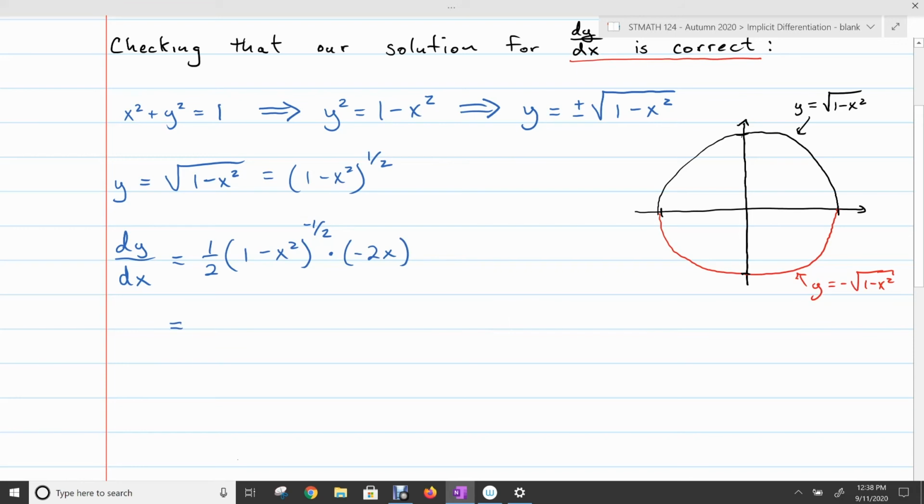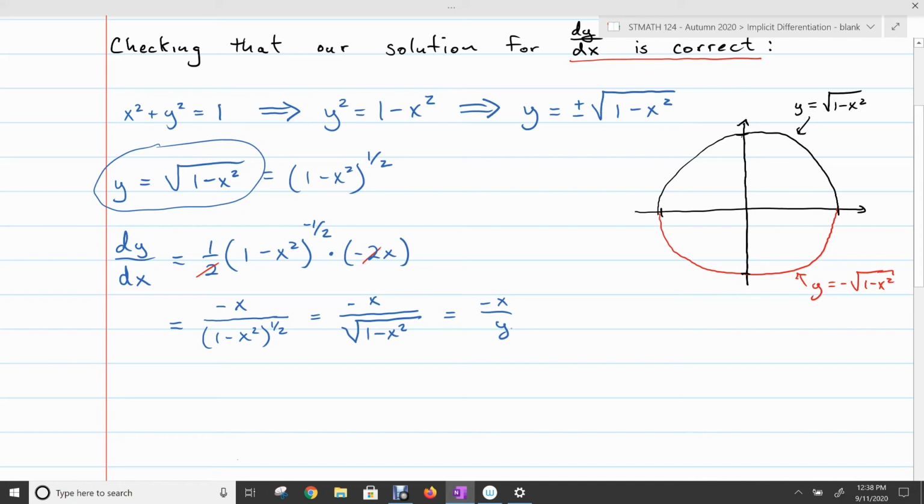And let me simplify just a little bit. Notice that the 1/2 and the 2 cancel one another. And the fact that that's a negative exponent there, I can put it down in the denominator. So I've got negative x in the numerator, and I've got this 1 minus x squared to the 1/2 in the bottom, in the denominator. So that's negative x over the square root of 1 minus x squared. And finally, just for a last little step, notice that y is equal to the square root of 1 minus x squared. So if I were so inclined, I could substitute y in for the denominator here, and I have negative x over y. That's exactly what we got for the derivative doing that implicit differentiation process.